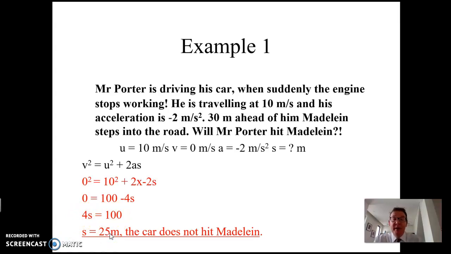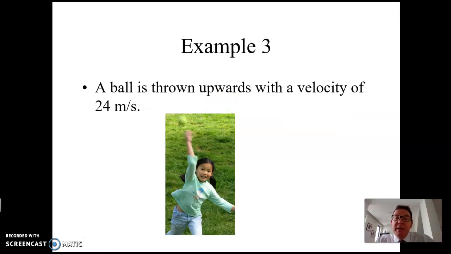So the car does not hit Madeleine. The car stops after 25 meters. If you remember from the question, Madeleine was 30 meters ahead of Mr. Porter.